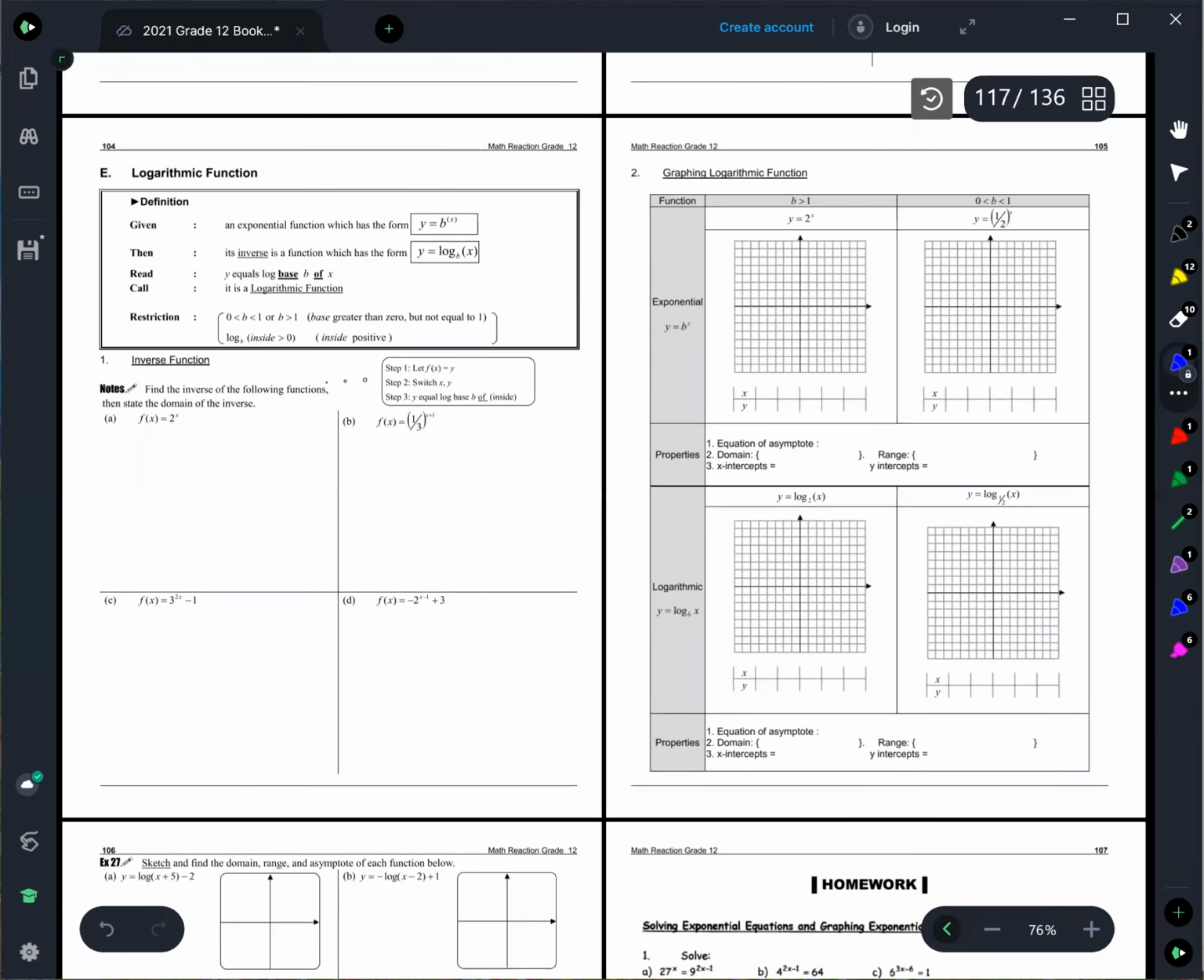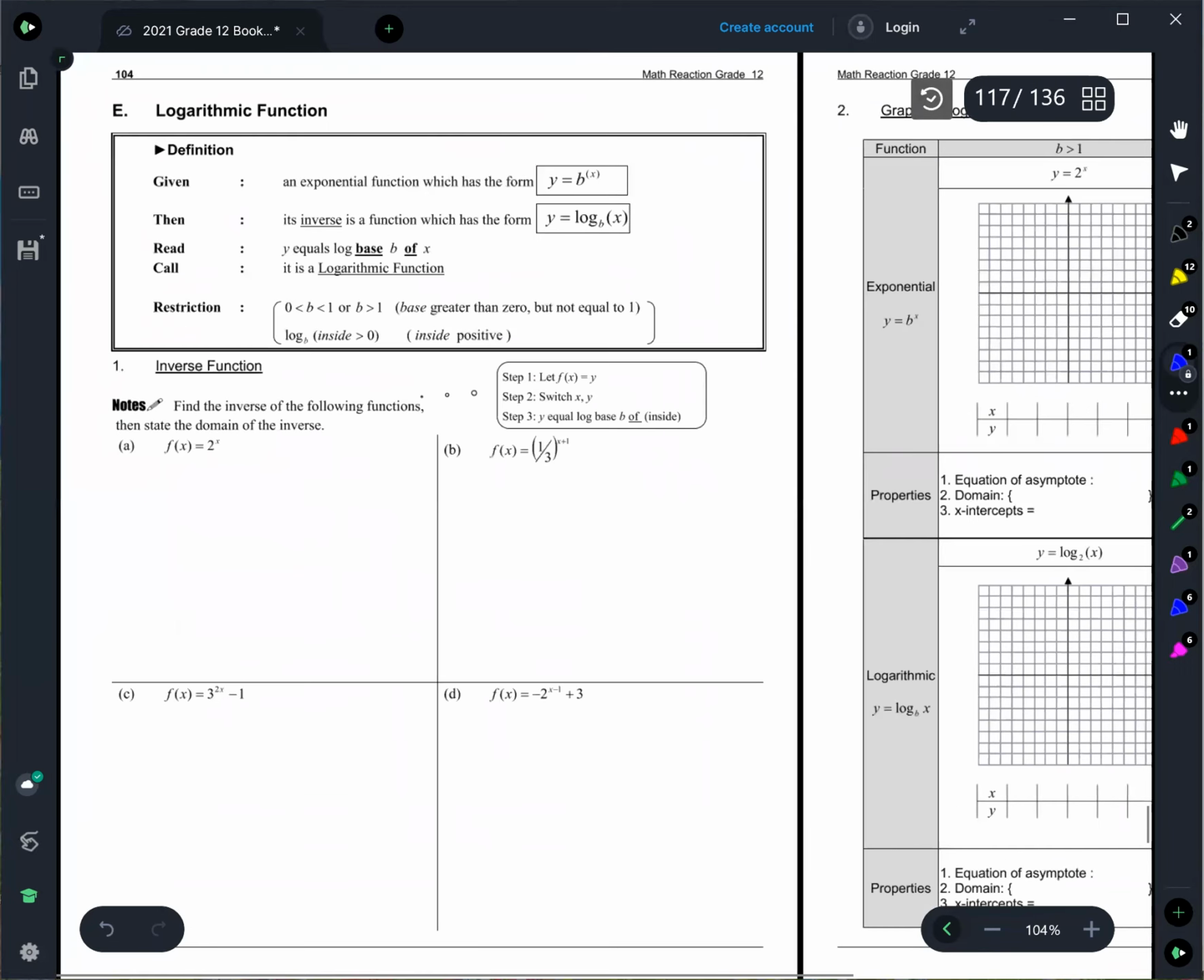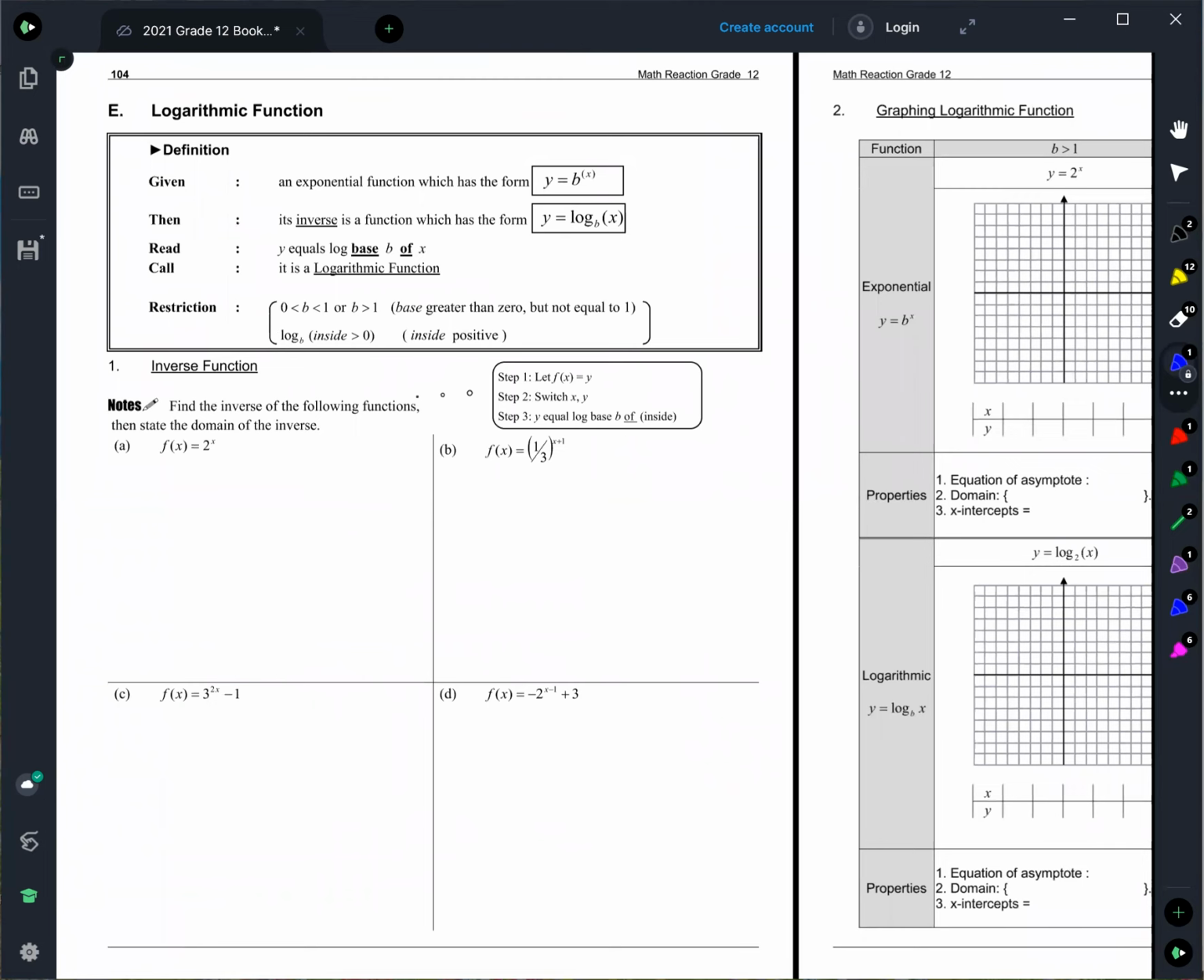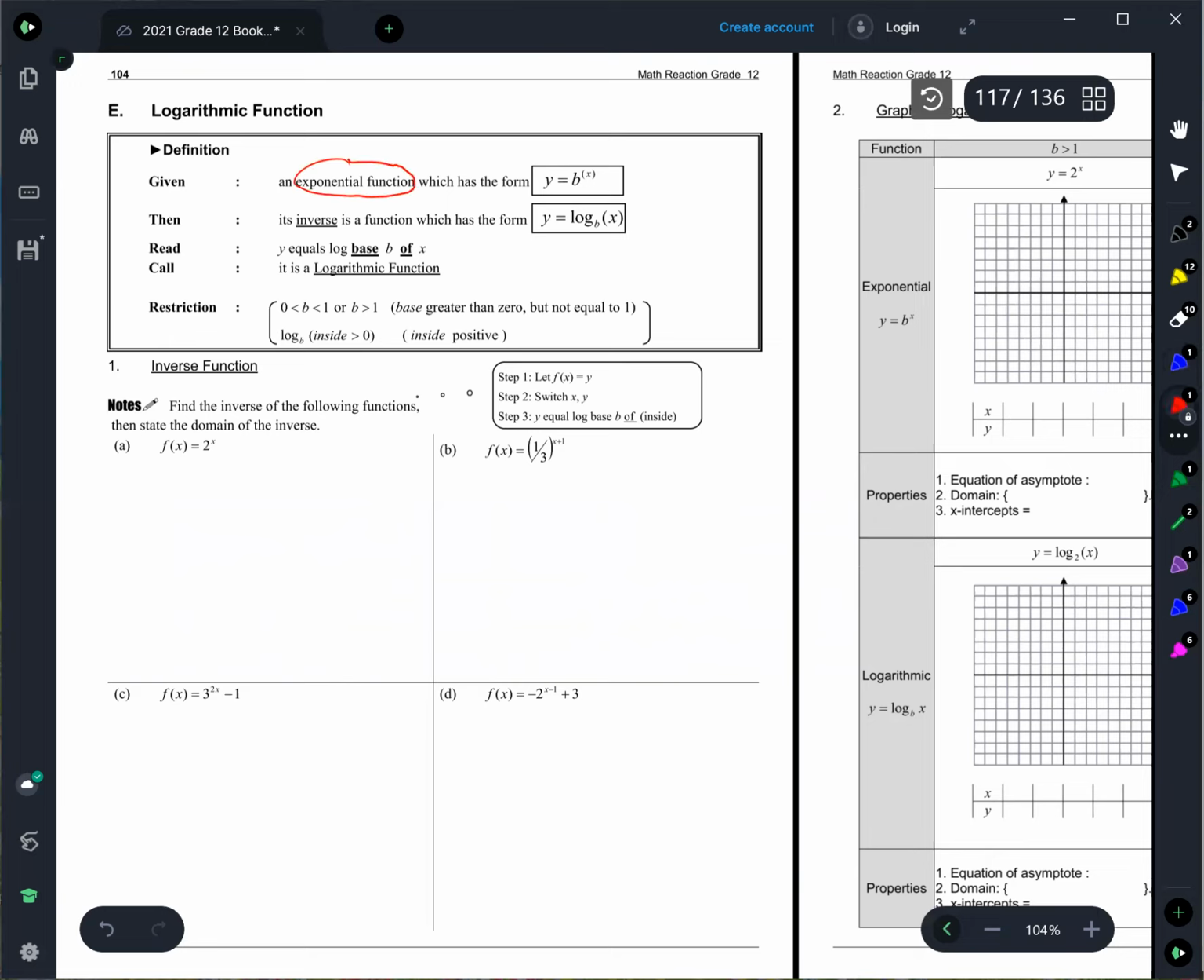So the last thing that we want to cover is on page 104, okay? It's talking about the log function. So last time we only learned how to use the log, right? How to change from exponential to log. But in fact, the relationship between the exponential, which is this one, right? Exponential. And the log is called the inverse. Okay, they are inverse of each other.